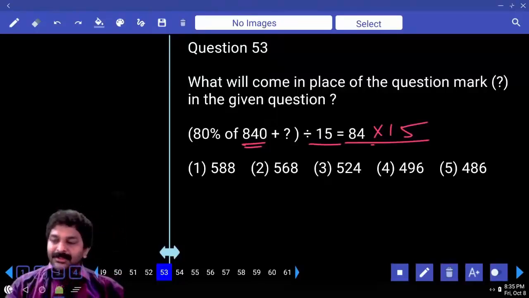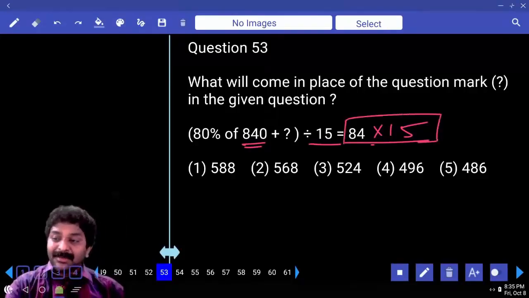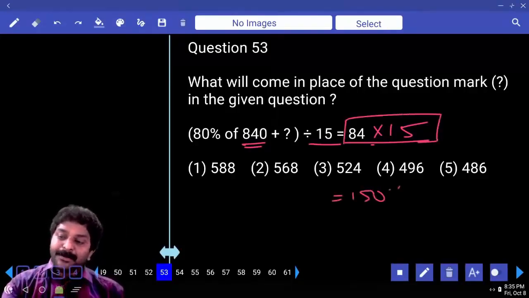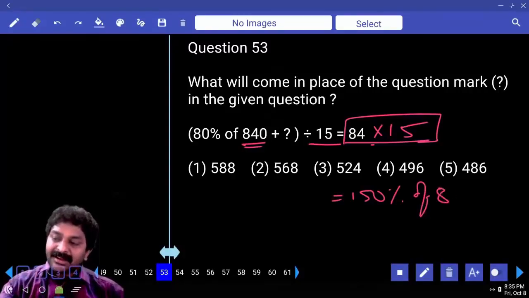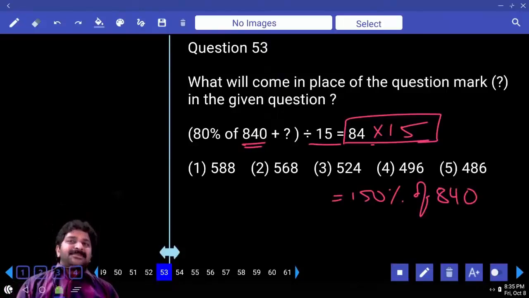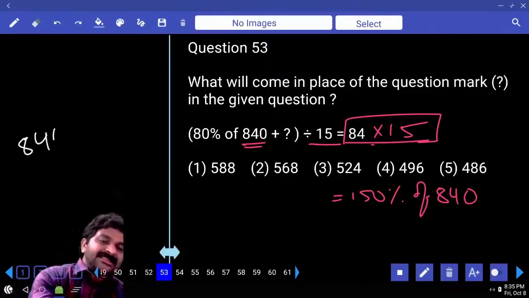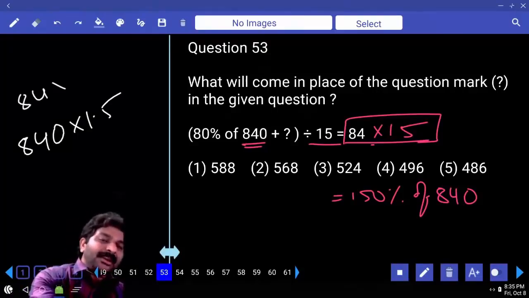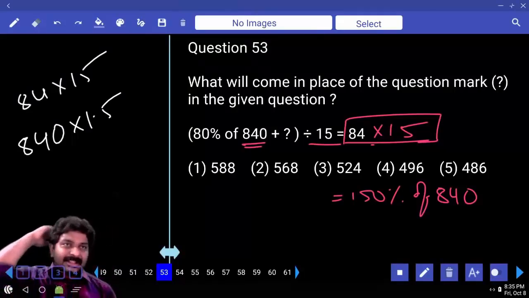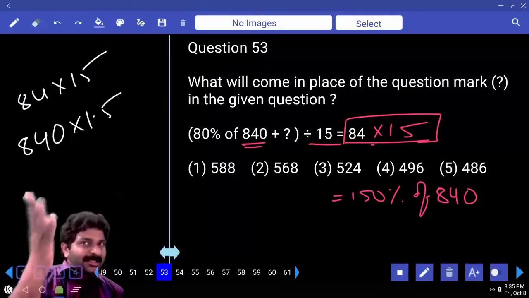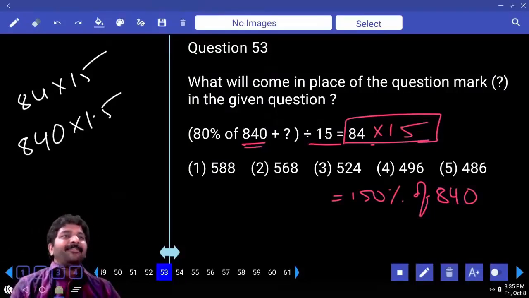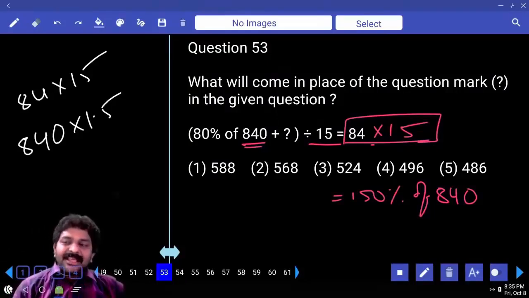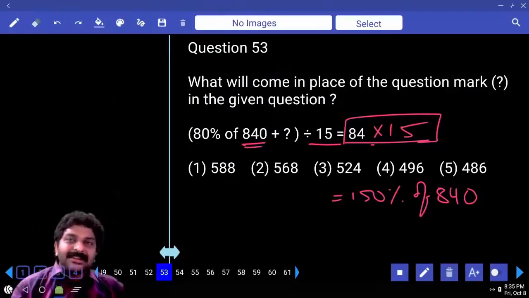Come on. So can I directly treat this number as 150% of 840? 15 times in the sense you are saying 10 times plus half of it. The same I can write as 840 into 1.5 only. 84 into 15. Can we treat it as 840 into 1.5? One time in the sense 100% only. Half in the sense 50%. So the entire right hand side number becomes 150% of 840.